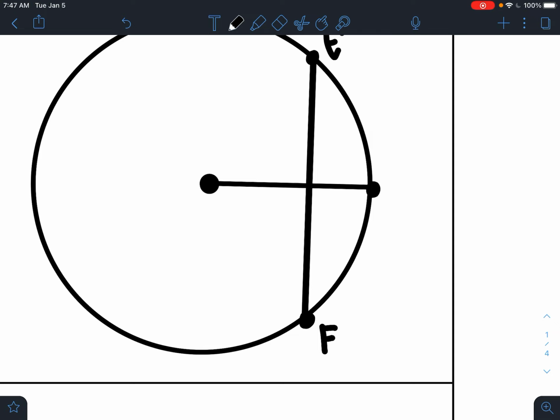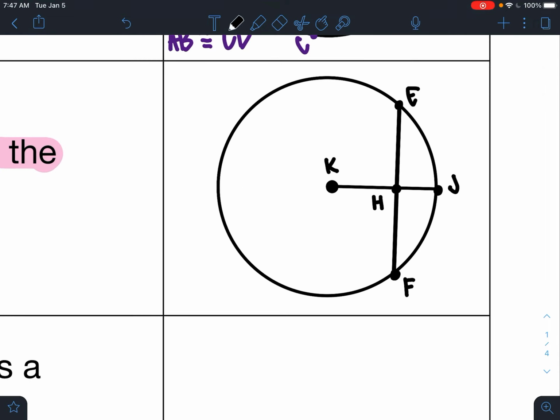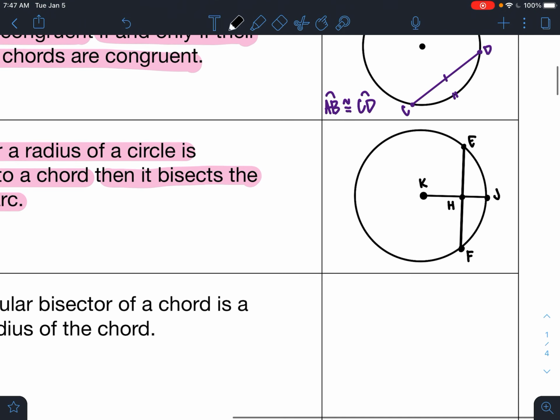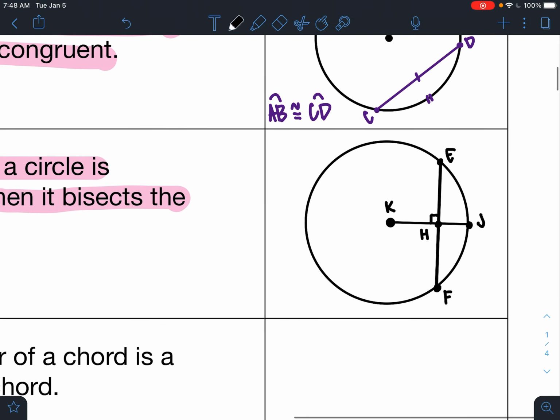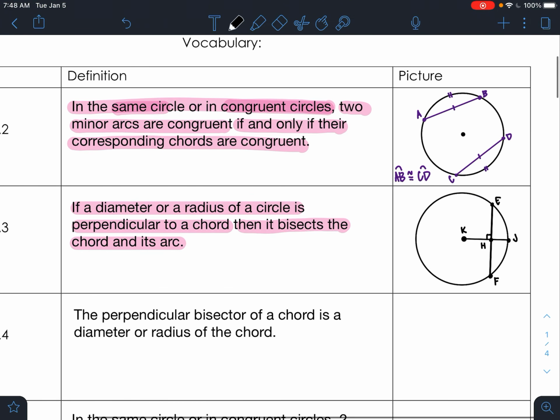And let's actually name the circle K and then J. And then let's have this intersection point be H. So there's a lot of stuff in there, but what this theorem is saying is that it has to be perpendicular. All right, so this is what the hypothesis of our theorem is saying.